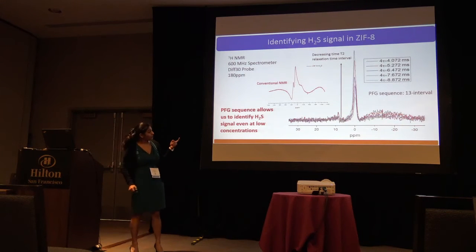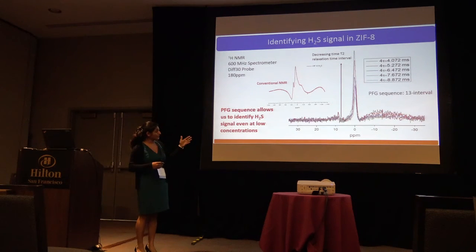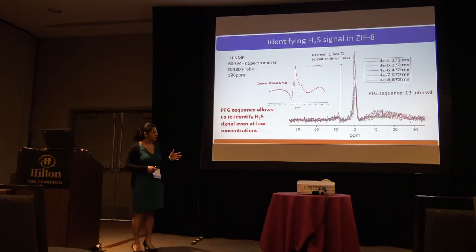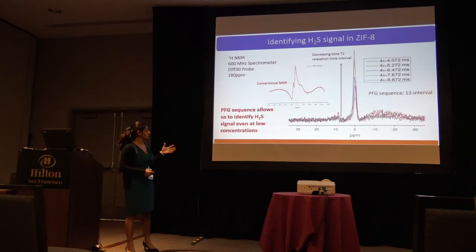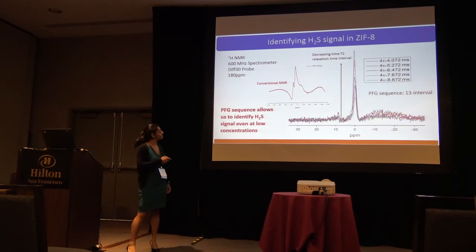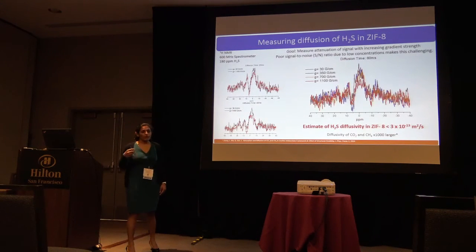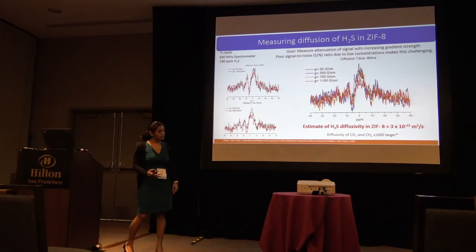But now if I apply a PFG sequence, specifically the 13 interval sequence, I eliminate a lot of those effects and I get a nice narrow peak. And if I manipulate this sequence, I see it evolving, and this tells me that this is probably a true peak, and I can assign this as H2S. So the PFG sequence is already a really powerful way of identifying H2S signal even at low concentrations as low as 180 ppm. But as promised, I want to actually measure diffusion of H2S.